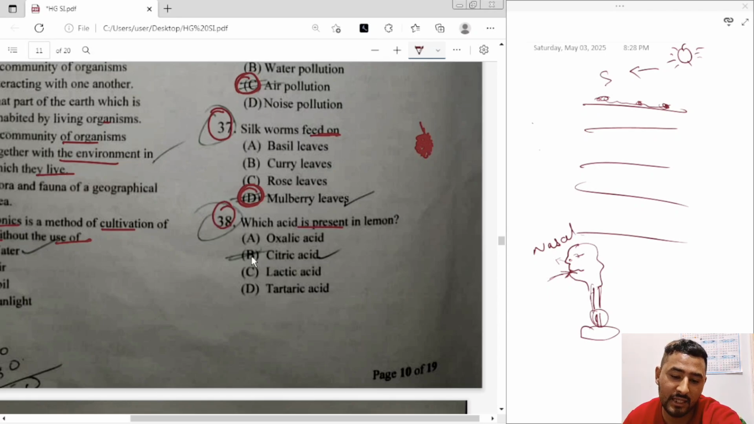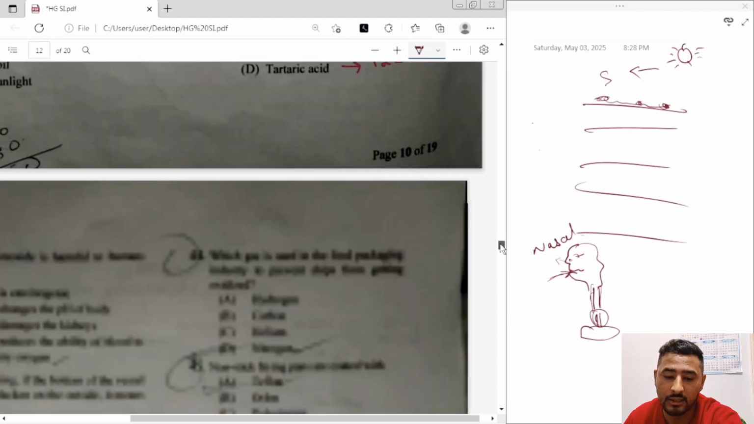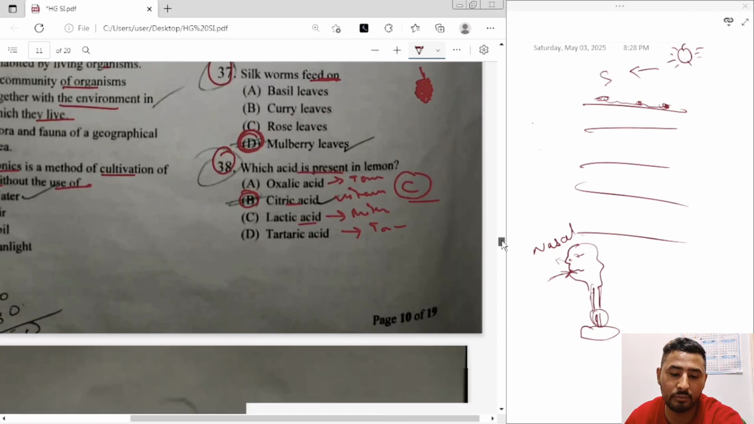Which acid is present in lemon? In lemon it is citric acid, or vitamin C. Citric acid is present, and vitamin C is also present. Oxalic acid is in tomatoes. Tartaric acid is in tamarind or grapes, and lactic acid is in milk. So the option will be B.